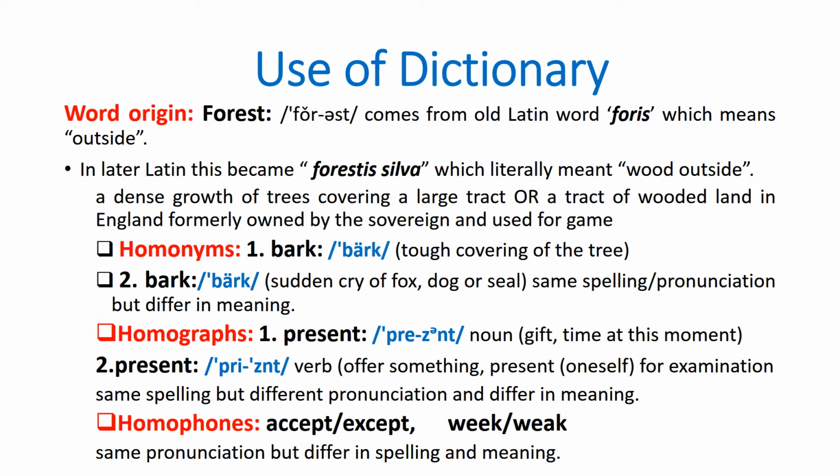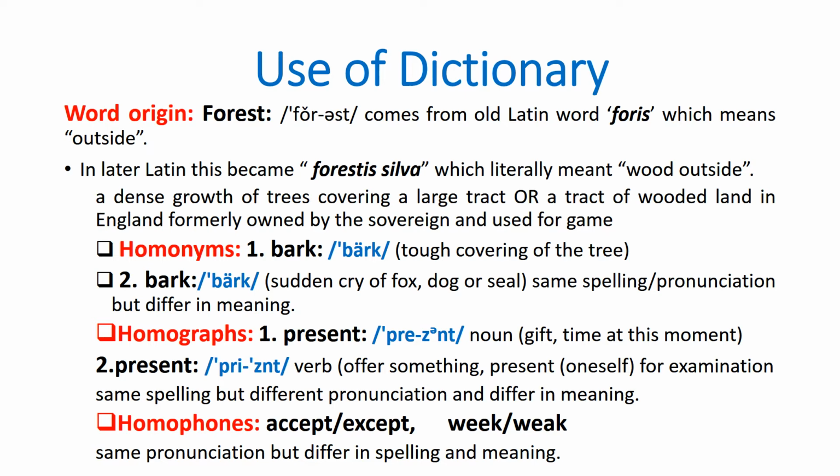A dictionary also tells us about the homonyms. Students, remember, homonyms are the words or group of words that are the same in spelling and pronunciation, but have different meanings. Like we have the word bark here. If you see, the pronunciation of bark is the same in both places, but one bark gives us the meaning of the tough covering of the tree. The tough covering of the tree is also called bark, and the sudden cry of a fox, dog or seal is also called bark in English. So they are the homonyms.